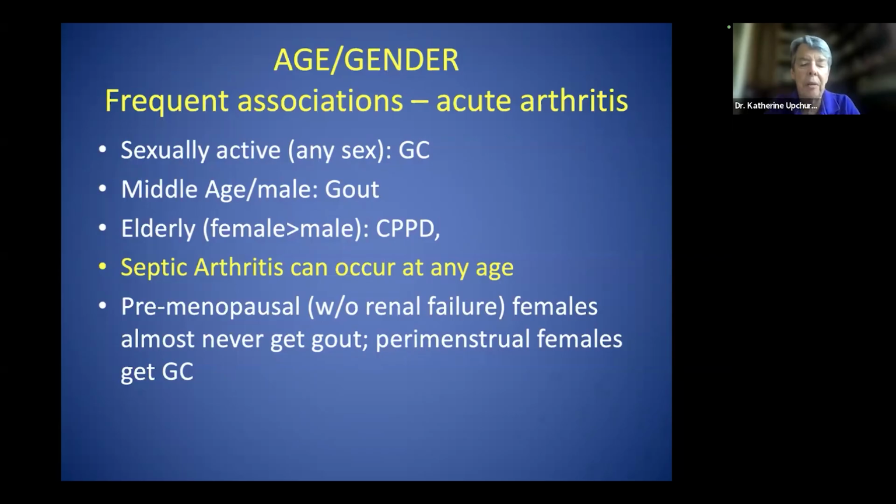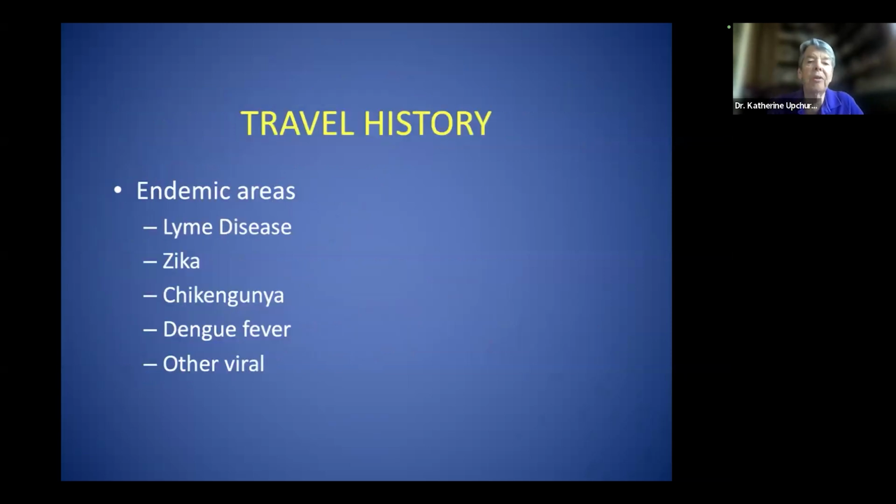Premenopausal women, this is a little tip, virtually never get gout unless they have renal failure. And perimenstrual females have a higher incidence of developing gonococcemia in the perimenstrual period and expressing their joint pain. So these are just little tips. It's very important to take a travel history, considering endemic areas for Lyme disease, Zika, chikungunya, dengue fever, other viral infections.